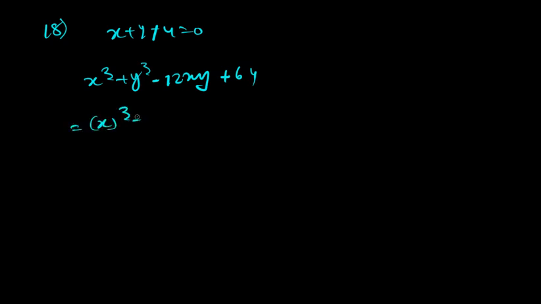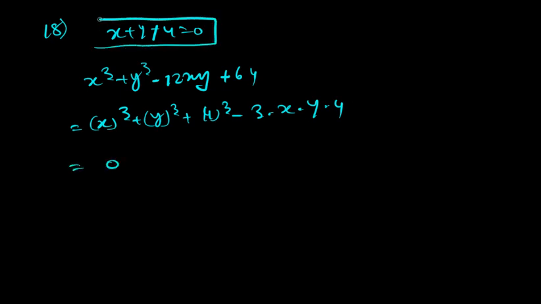The 18th one, it's given x plus y plus 4 equals to 0. What will be the value of x cube plus y cube minus 12xy plus 64? So it's nothing but x cube plus y cube plus 4 cube minus 3 into x into y into 4. We know it will always be 0 because x plus y plus 4 equals to 0.